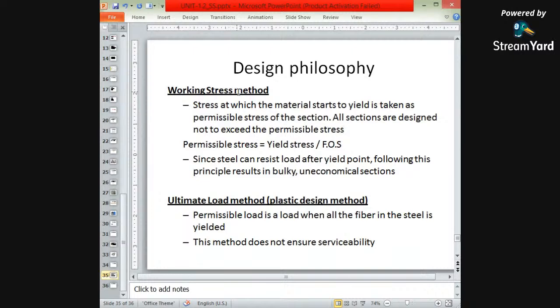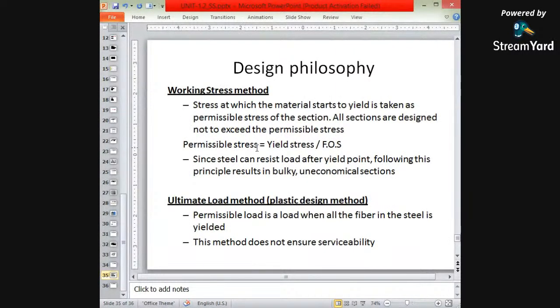What is the working stress method? Within the permissible limit, we have to apply the loads. So we cannot increase the load. If the load is increased, breaking of the steel, or fracture of steel, or cracks in the steel will occur. So we have to apply the load within the permissible limit. Such consideration will be considered in the working stress method.